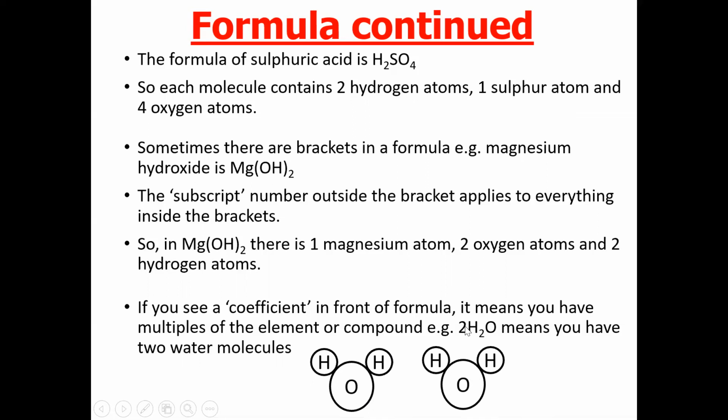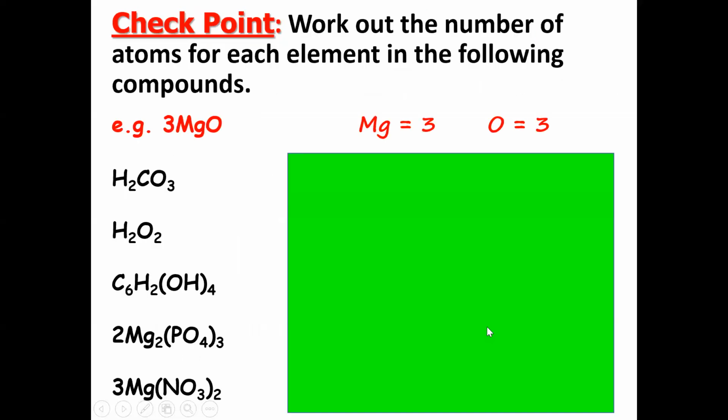That coefficient affects everything within that formula. It doesn't just affect the hydrogen, it affects the oxygen as well. Because that hydrogen has a 2 after it, it's 2 times 2 is 4, and 2 times 1, because you haven't got a number after oxygen, is 2. So you can see you've got 4 hydrogens, and 2 oxygens split between 2 different molecules. And like I said, the coefficient at the beginning tells you how many of that molecule you have.